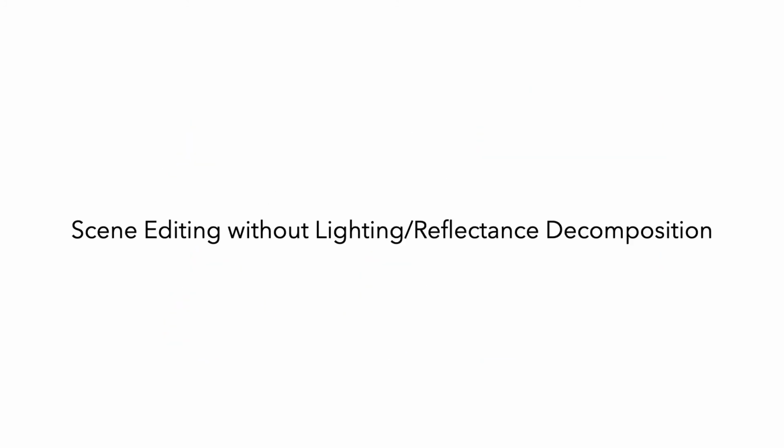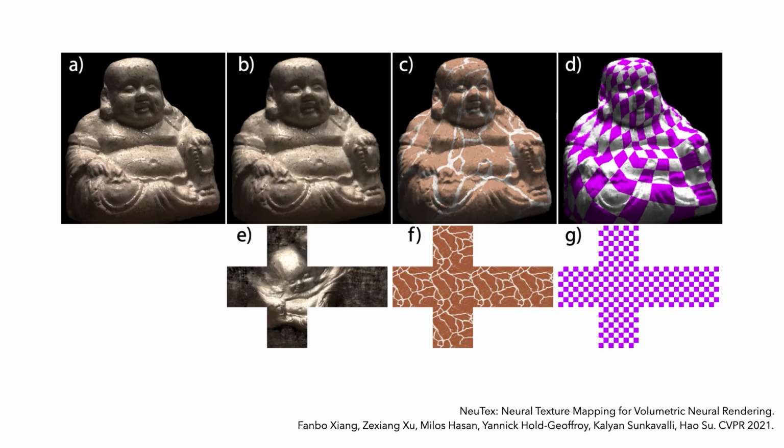Finally, I want to briefly mention that a full lighting plus reflectance decomposition is not always necessary to enable some really cool editing effects. A paper called NeuTex trains an MLP surface parameterization that maps from 3D points in the scene to the unit sphere, as well as a texture function on that sphere, along with a NeRF model, so that the appearance of the scene is represented by a texture that can easily be swapped or edited, like in this example here.